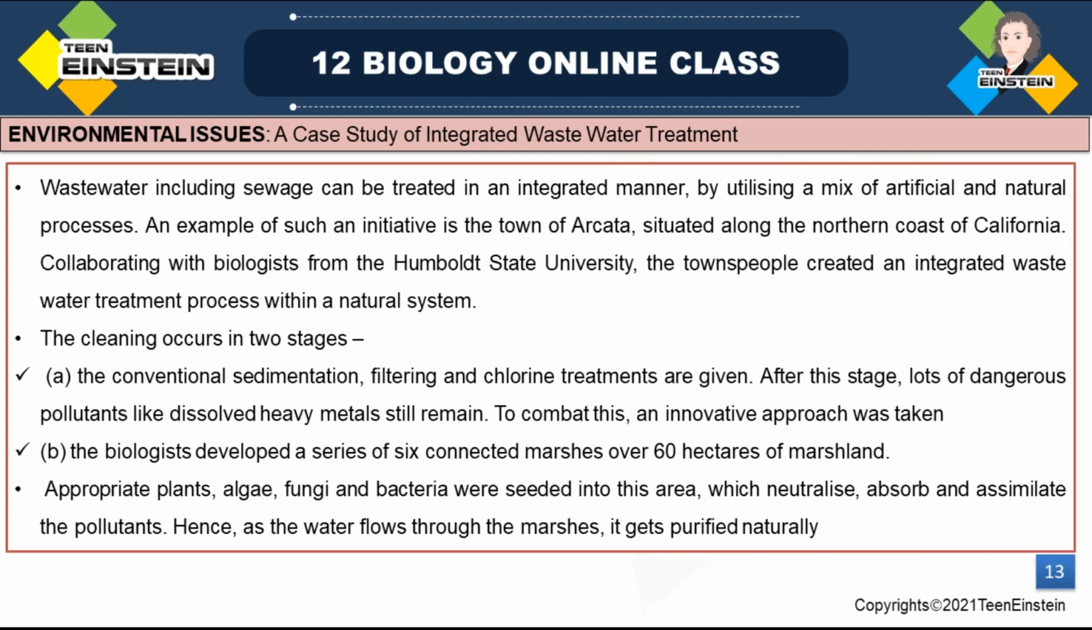So what is happening there? Biologists developed a series of 6 connected marshes over 60 hectares of marshland. Then all appropriate plants, algae, fungi, bacteria and so on were selected and introduced into this area, and they neutralize, absorb and assimilate the pollutant. So what will happen when that water is flowing through that marshland? It will get purified, in a natural way.